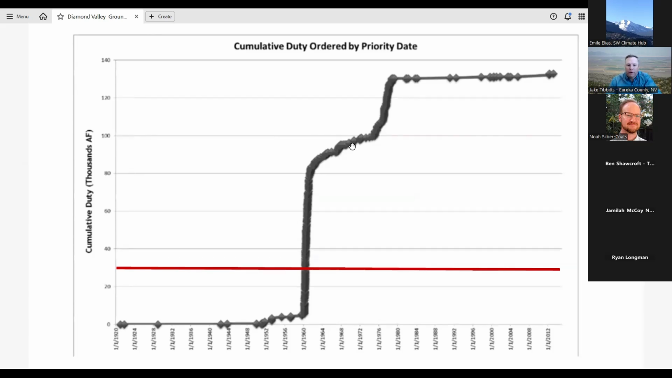So this graph here, that red line that is horizontal across the graph, that is the 30,000 acre foot sustainable level of pumping. And then there's the date on the bottom and the cumulative duty or acre feet on the vertical axis. So you can see that a large majority of the water rights in Diamond Valley are junior in priority. And if you were to regulate by strict priority, meaning you cut off all the junior water rights, you can see how it would be 60 to 70% of all the water rights in Diamond Valley.